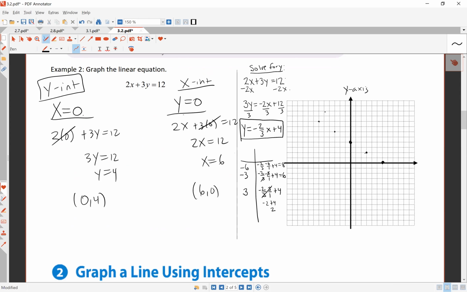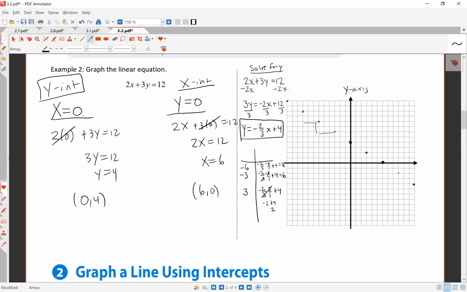Hopefully you recognize this pattern that all these points are going left 3 and up 2. Left 3 and up 2, which means they're going right 3 and down 2. And that's what we call the slope of the line. And that'll be covered in, I believe, 3.3.